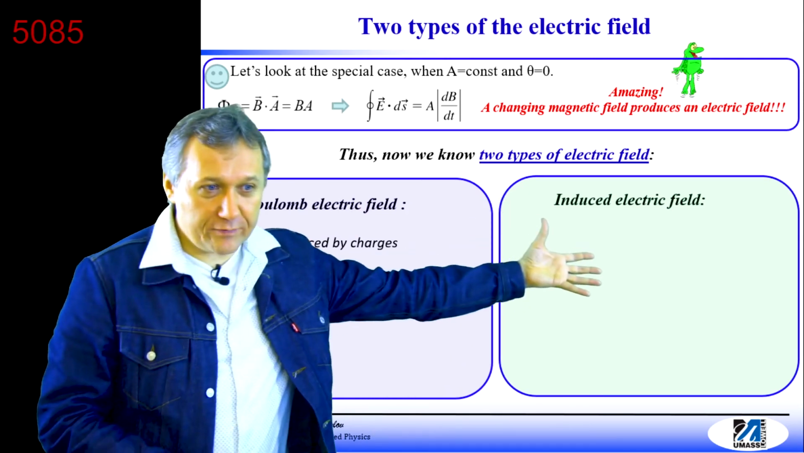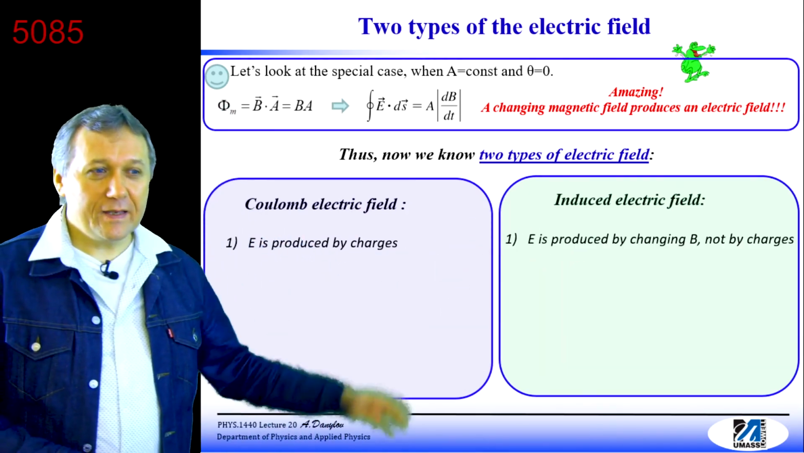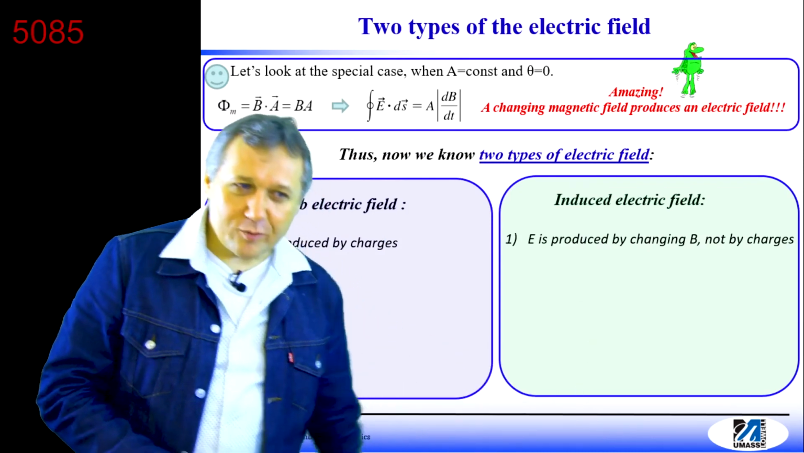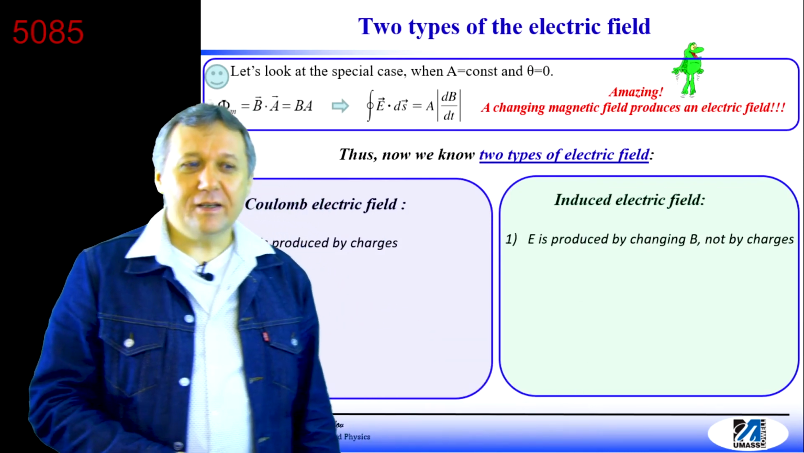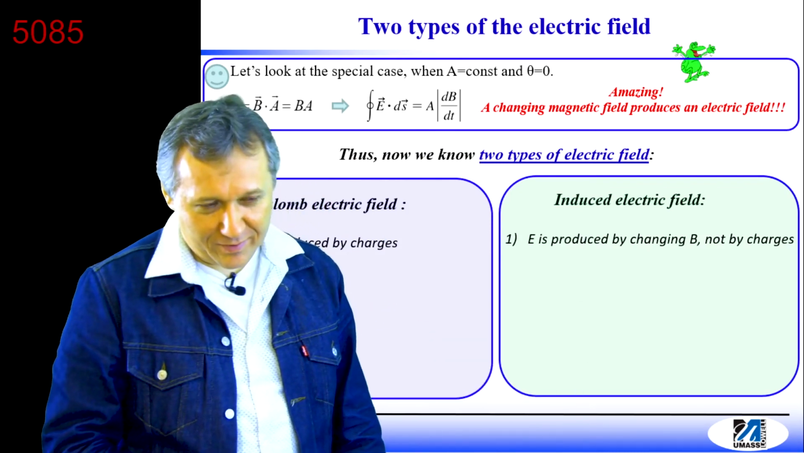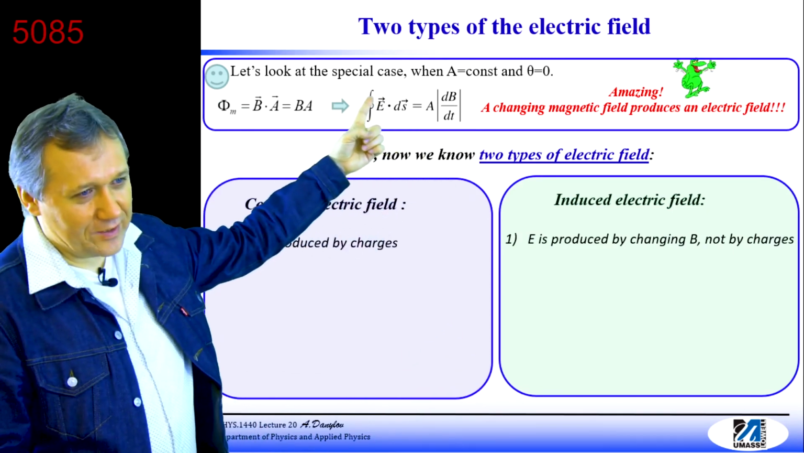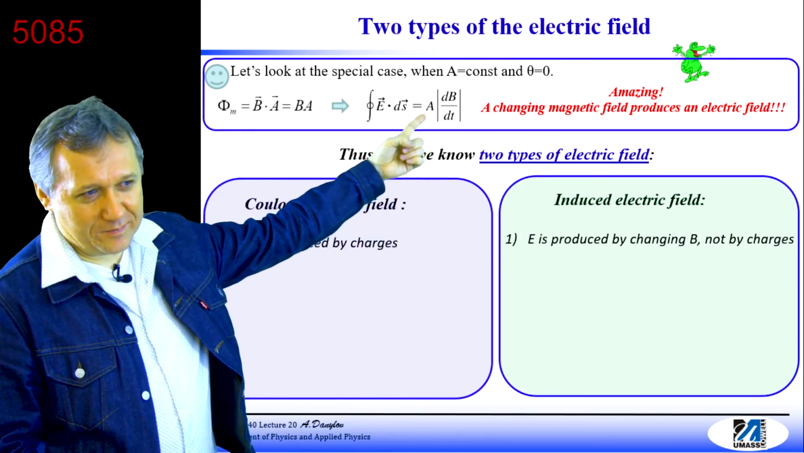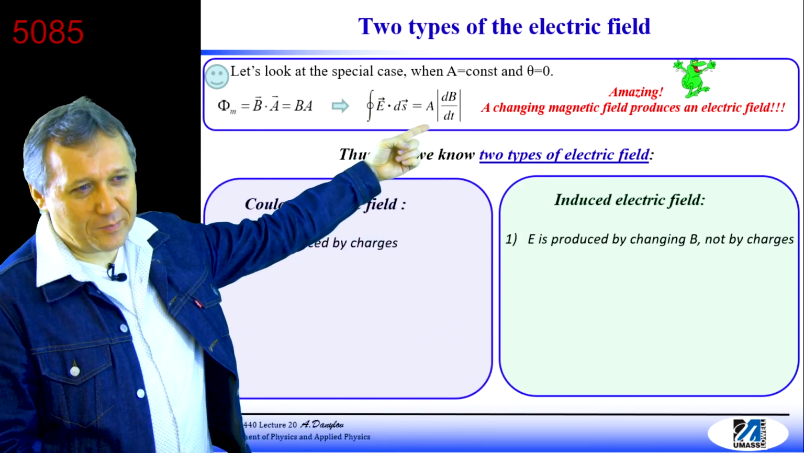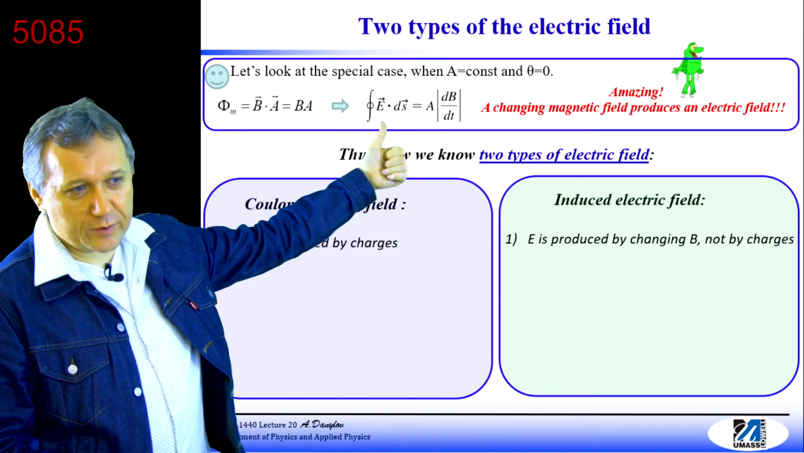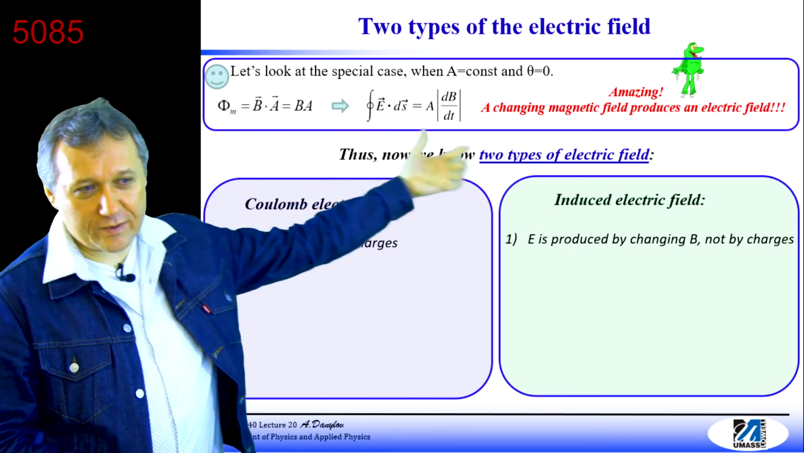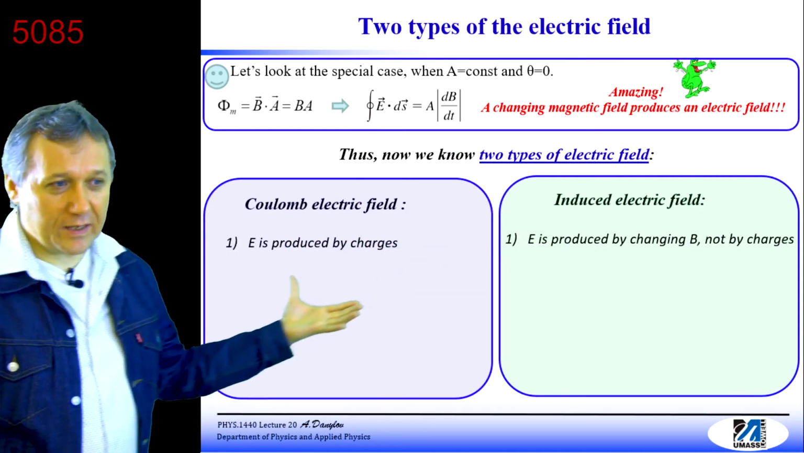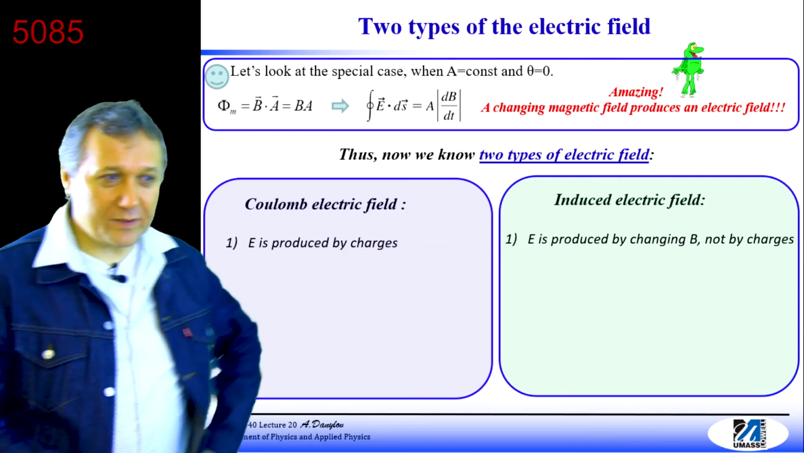Then induced electric field is produced by what? Not by charges, but by changing in time magnetic field. This you see, dB over dt. Changing in time magnetic field produces the induced electric field. So that's the source of the induced electric field, and sources of the Coulomb electric field, charges.